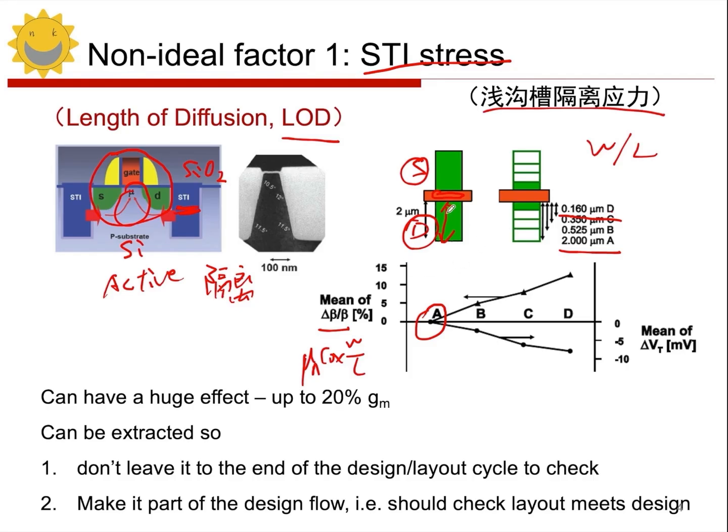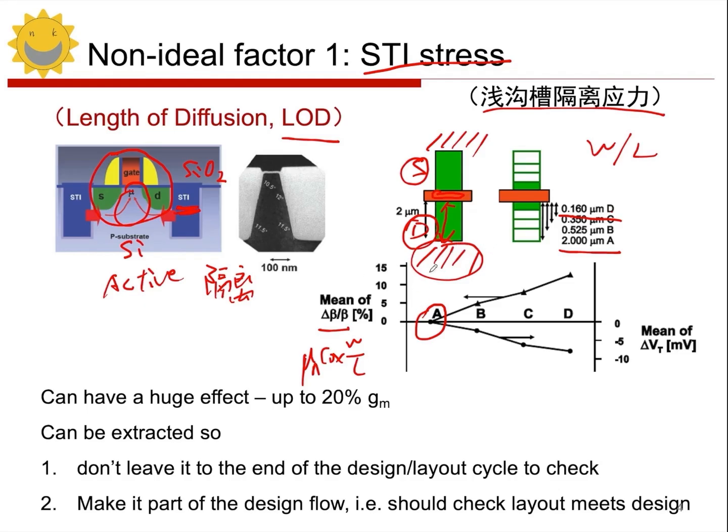Why? Because we draw the original drain area larger, which means the edge of the original drain is farther from the channel area. Outside the active area is STI isolation, right? So these locations outside the original drain are STI. If we make the original drain a bit longer, it means the STI is further away from our channel region. The further away it is, the weaker the stress's impact on the channel will be, so it reduces the impact of STI stress.